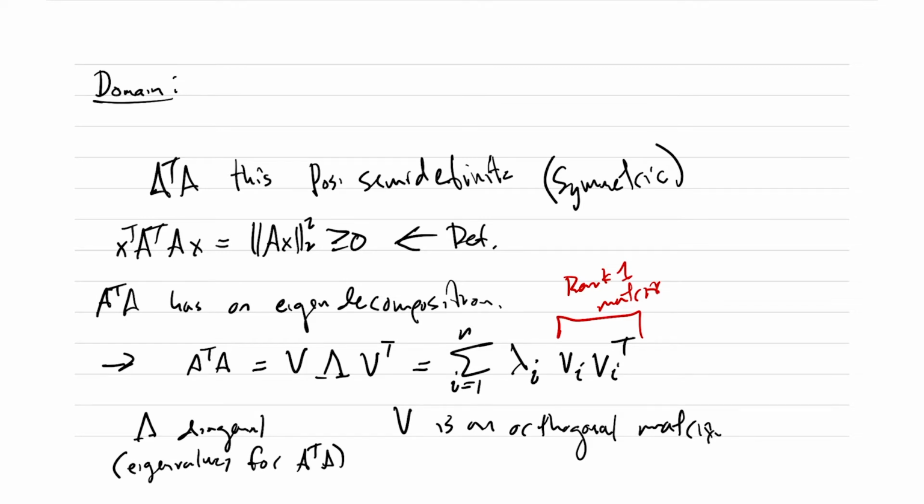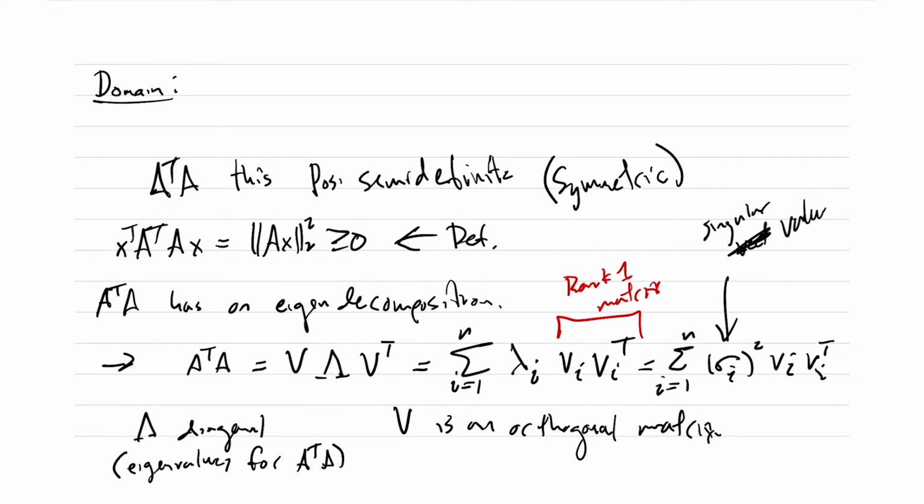But something that we can take away here is that this can also be written as a sum, i equals 1 to n, of sigma_i squared times v_i times v_i transpose. What is sigma_i? These are the singular values. I'm just defining sigma_i to be the positive square root of lambda_i. So that's where you get your singular values from.